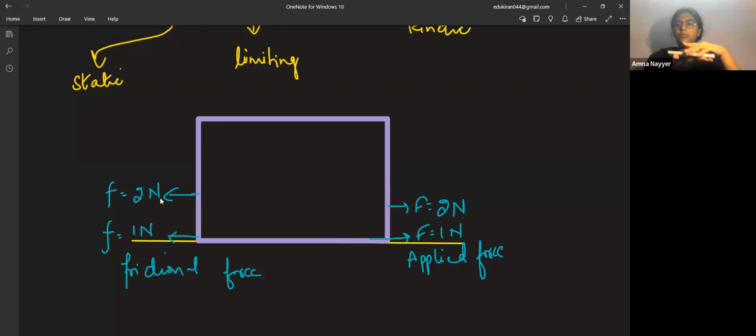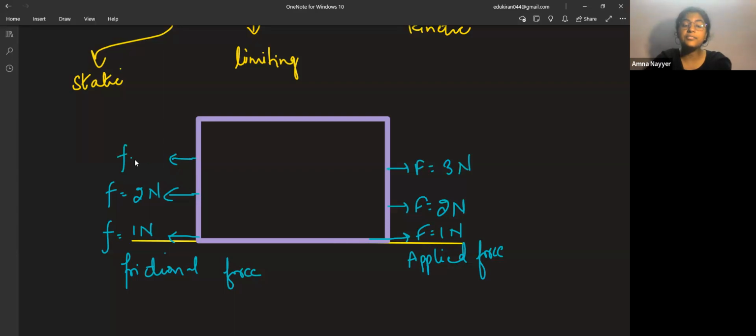Now what will I do? 1 Newton, then 2 Newton. Then as soon as I apply 3 Newton, I see motion has begun. There is just a beginning in the motion. When the force was 1 Newton, nothing happened. At 2 Newton, nothing happened. As soon as the force is 3 Newton, you notice there is a slight motion. This is 3 Newton.